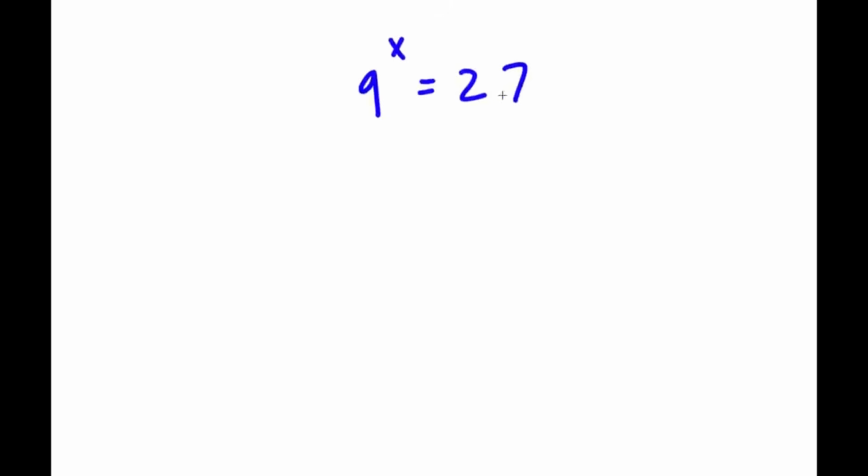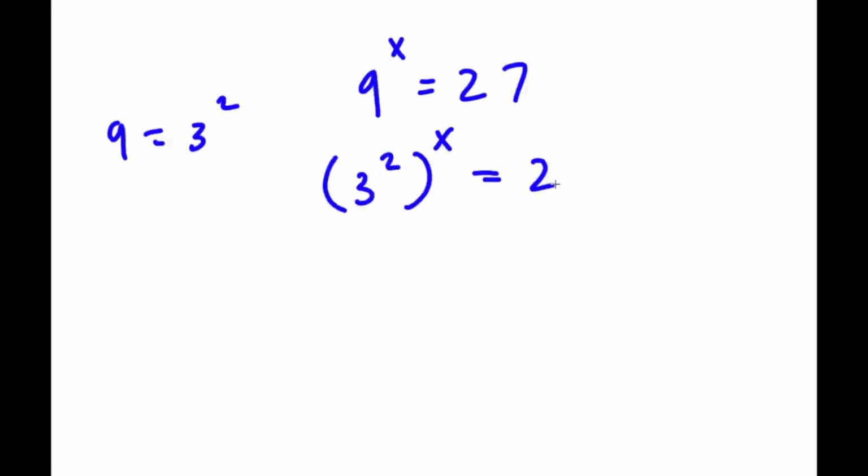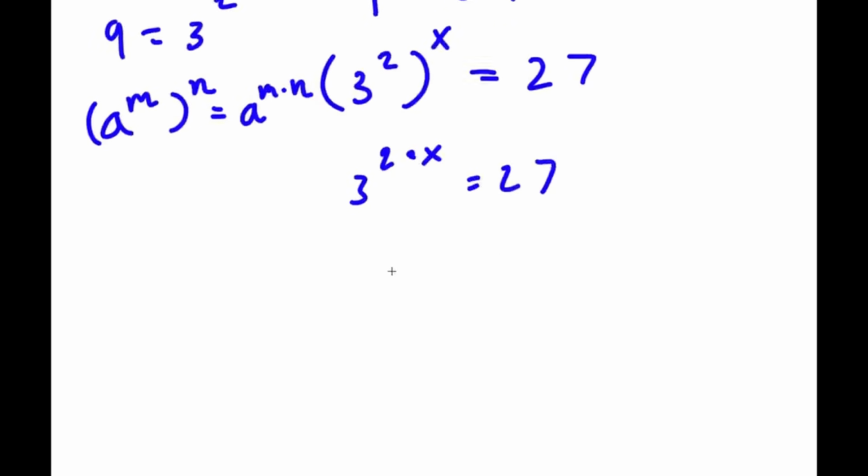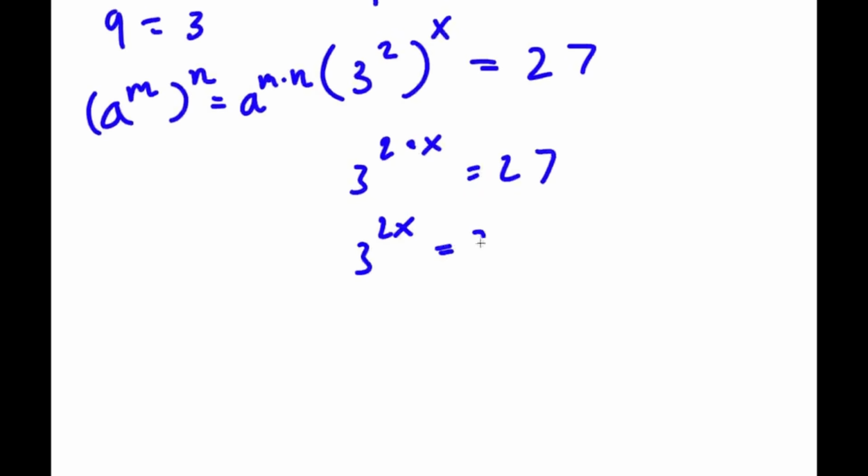So we have 9 to the power of x equals 27, and 9 is the same thing as 3 squared. So 9 to the power of x is going to equal 3 squared to the power of x, which is equal to 27. And if I have something in the form a to the power of m to the power of n, this is equal to a to the power of m times n. So 3 to the power of 2 to the power of x will equal 3 to the power of 2 times x. 2 times x is simply 2x. So 3 to the power of 2x is equal to 27.